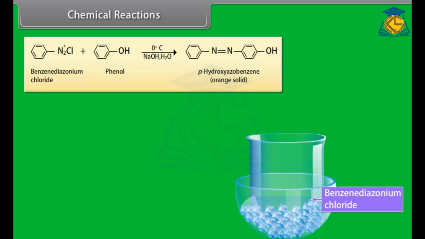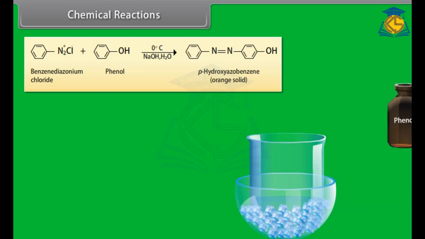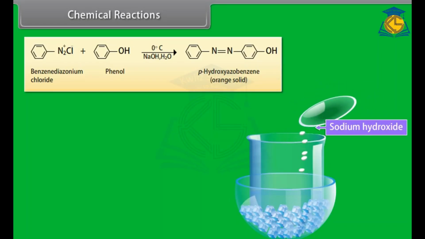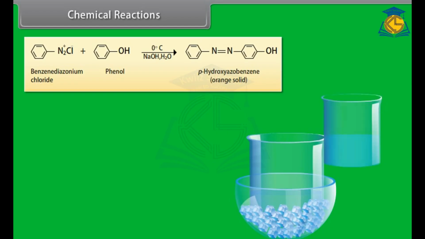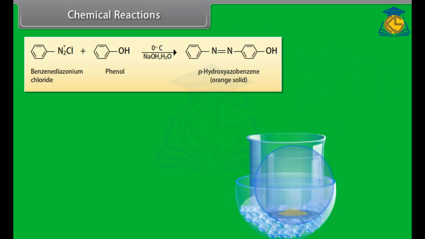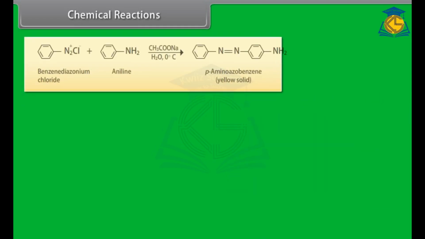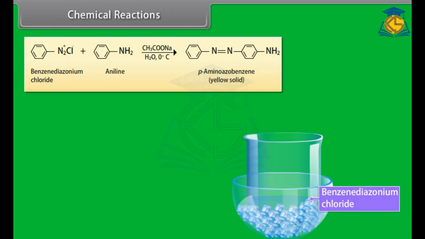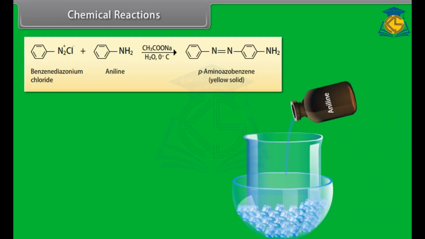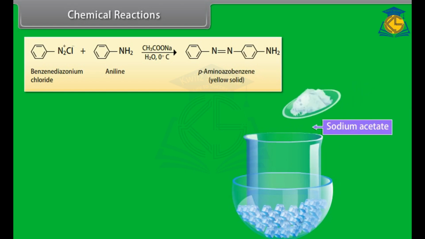Benzene diazonium chloride reacts with phenol in the presence of sodium hydroxide and water at 0 degrees Celsius, produces para-hydroxyazobenzene. Benzene diazonium chloride reacts with aniline in the presence of sodium acetate and water at 0 degrees Celsius, produces para-aminoazobenzene.